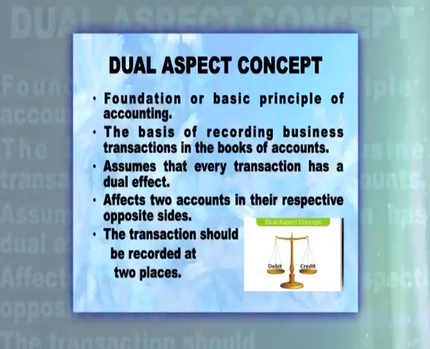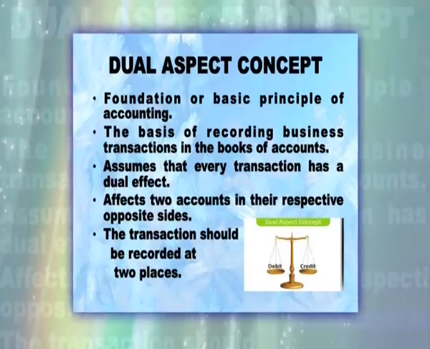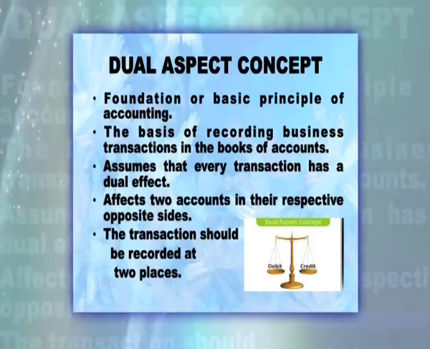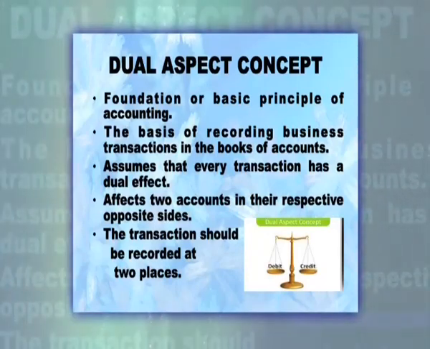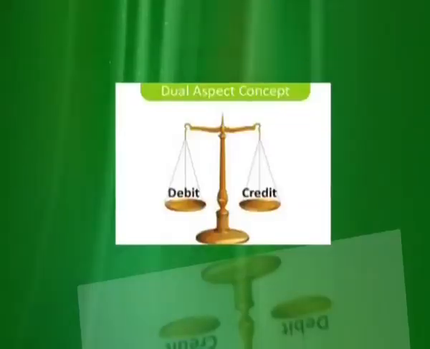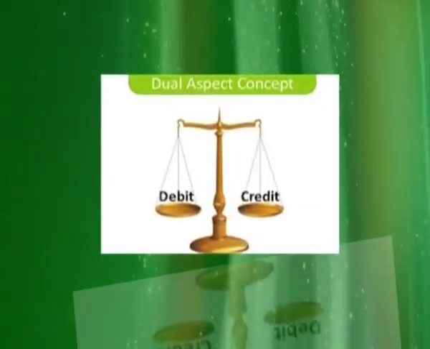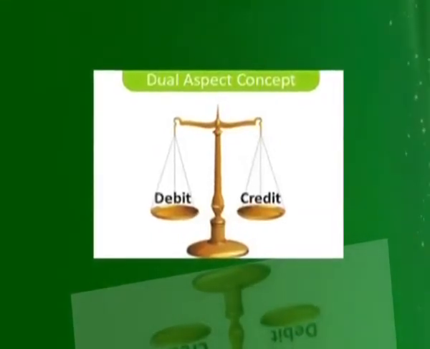Next concept is dual aspect concept. A dual aspect concept is the foundation or basic principle of accounting. It provides the very basis of recording business transactions in the books of accounts. This concept assumes that every business transaction has a dual effect, that is, it affects two accounts in their respective opposite sides. Therefore, the transaction should be recorded at two places. It means both the aspects of the transaction must be recorded in the books of accounts. For example, goods purchased for cash has two aspects, which are giving of cash and receiving of goods. These two aspects are to be recorded.